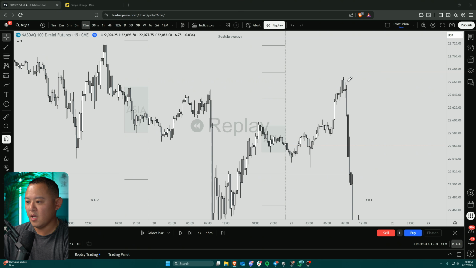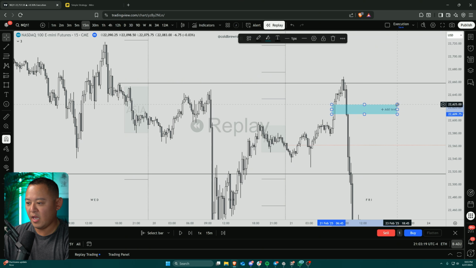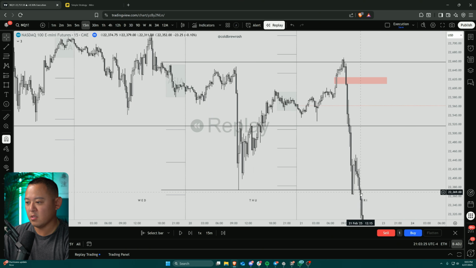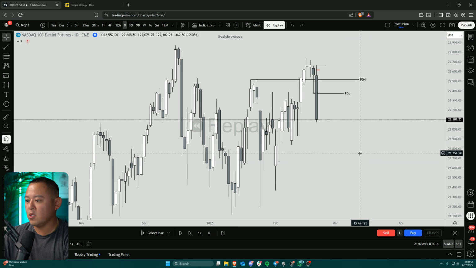What I want to see is a closure back below that previous daily high. And then you might use something like a turtle soup or an inverted fair value gap to signal that short position, and then you could possibly get short here. Okay, so now what do we do in this scenario when we have a very strong daily close here?